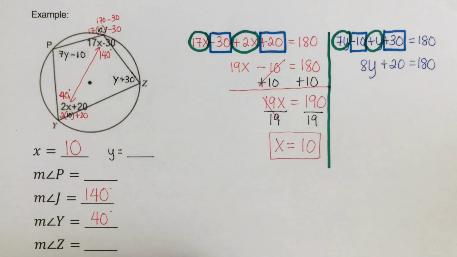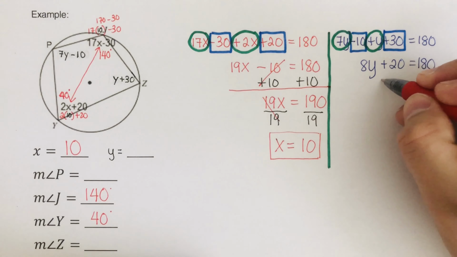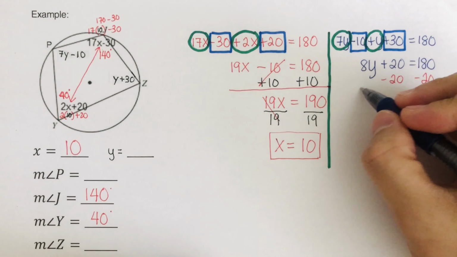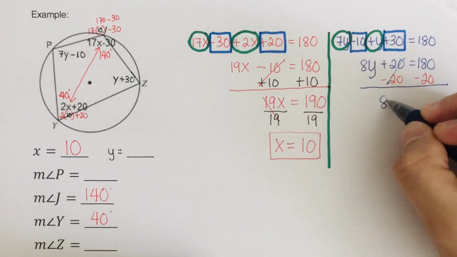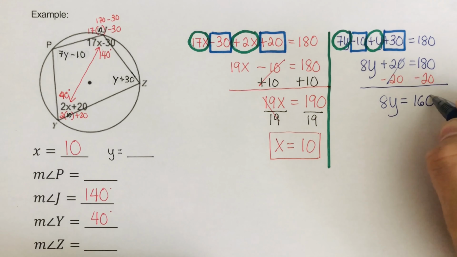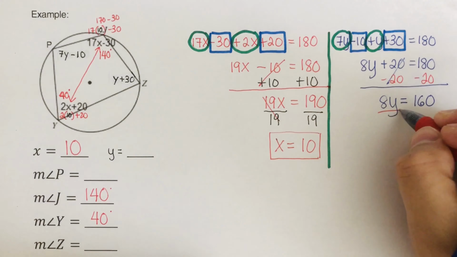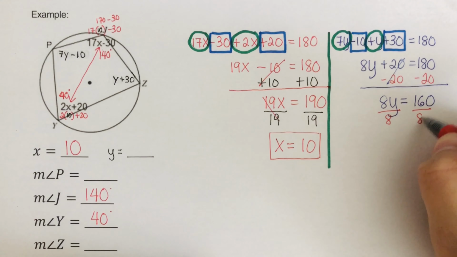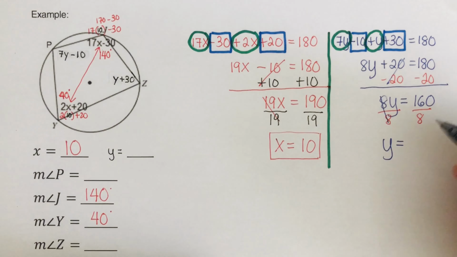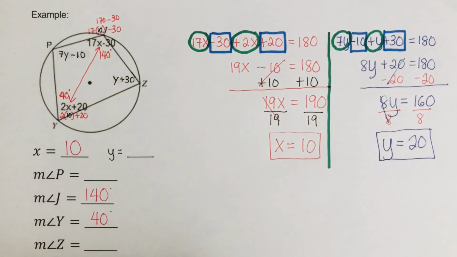So then I'm going to subtract 20 from both sides, because I want y by itself. So minus 20 and minus 20. So I am left with 8y is equal to 160. And then I'm going to divide both sides by 8, so that I am able to get y is equal to 20. So then our y is 20.